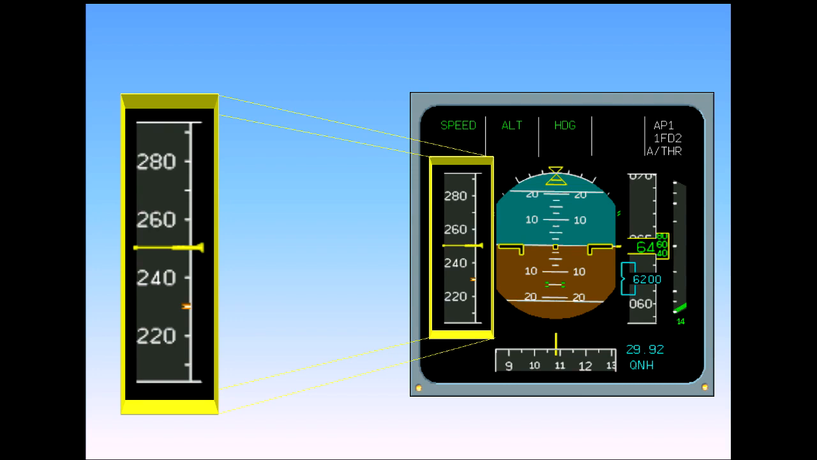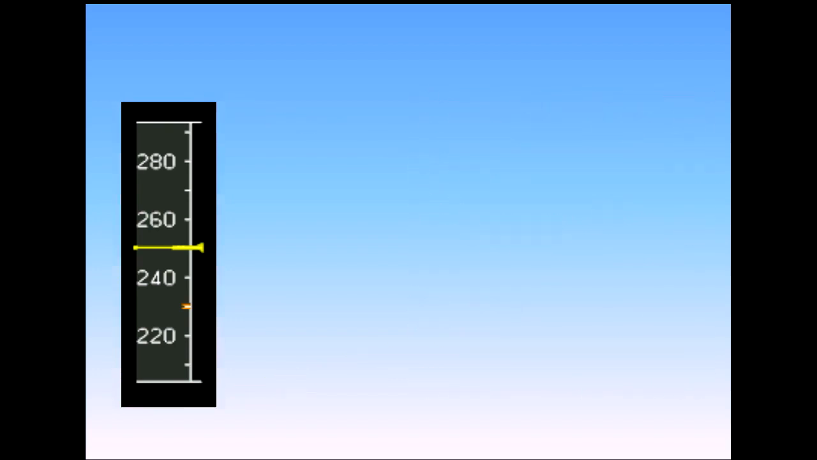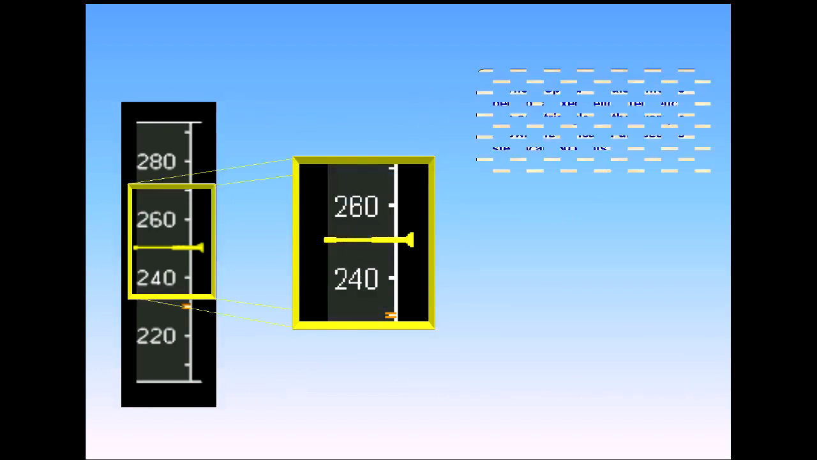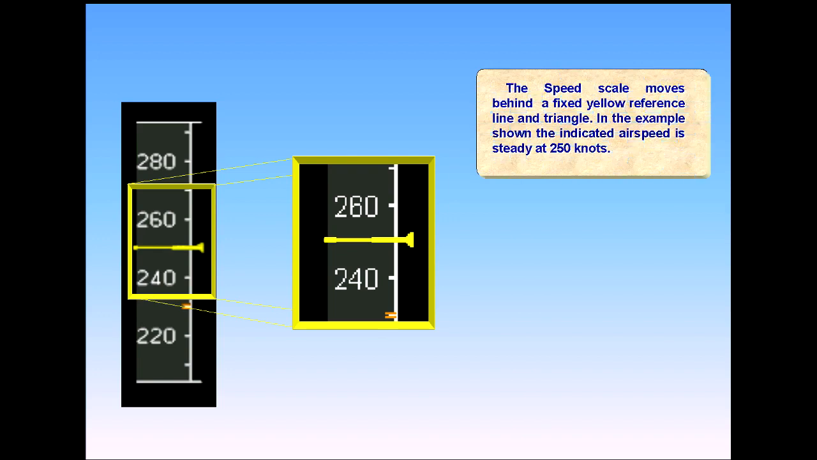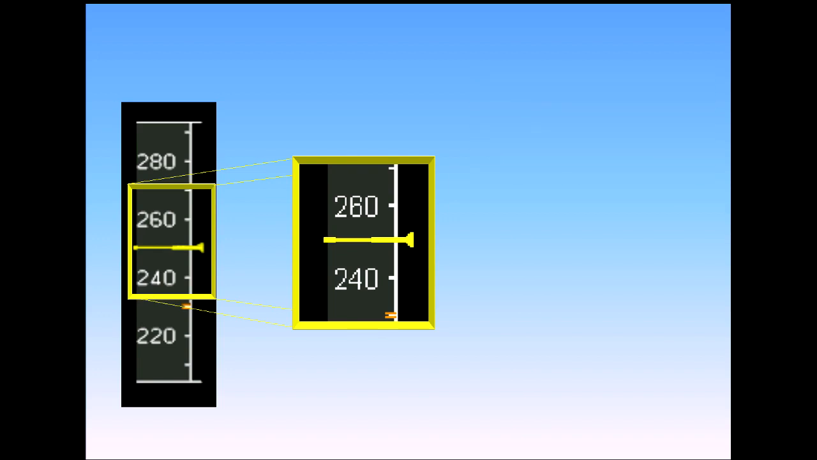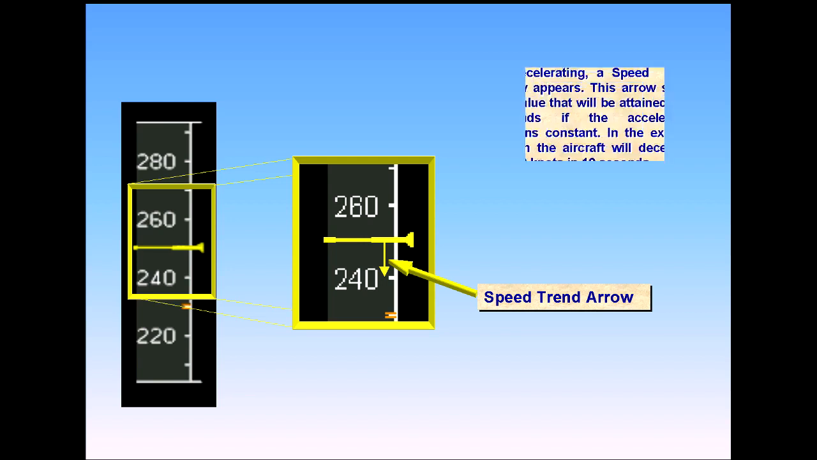In the example shown, the indicated airspeed is steady at 250 knots. When the aircraft is accelerating or decelerating, a speed trend arrow appears. This arrow shows the value that will be attained in 10 seconds if the acceleration remains constant. In the example shown, the aircraft will decelerate to 240 knots in 10 seconds.